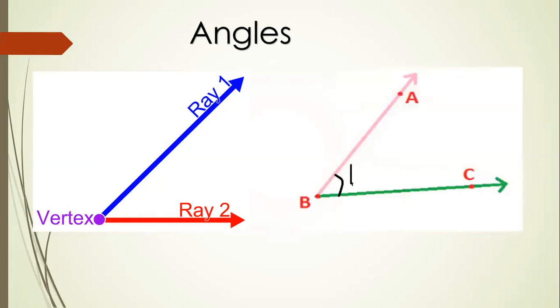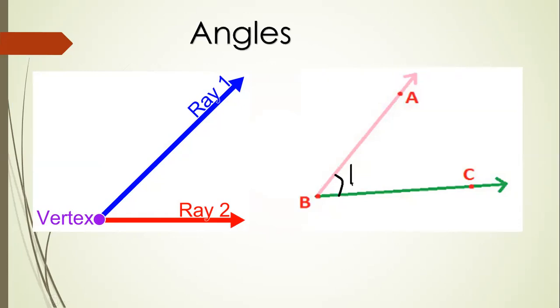Now, whenever two rays or two segments are meeting each other at a point, they make a region which is called an angle. The point where they are meeting is called the vertex. So here, when two rays, ray BA and ray BC, are meeting at the vertex, they make an angle. Now I have to name this angle. So what could be the name?